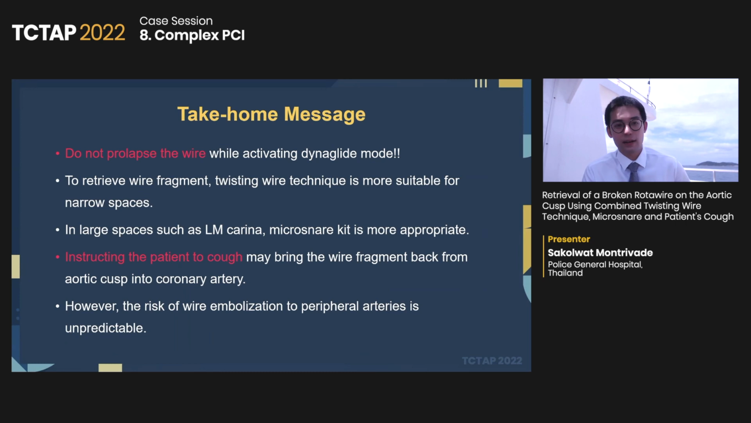My take-home message is that you should never prolapse the wire while activating dynaglide mode. And second, to retrieve the wire fragment, the twisting wire technique is more suitable for narrow spaces such as the distal LAD, but in large spaces such as the left main carina, micro snare is more appropriate. And instructing the patient to cough may bring the wire back from the aortic cusp into the coronary artery. However, the risk of wire embolization to a peripheral artery is unpredictable.